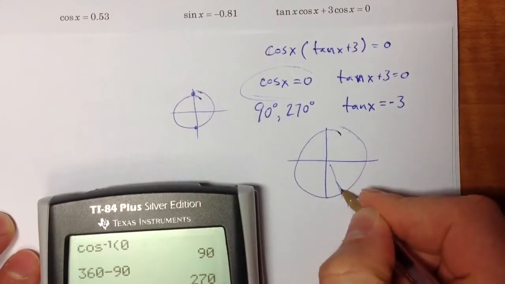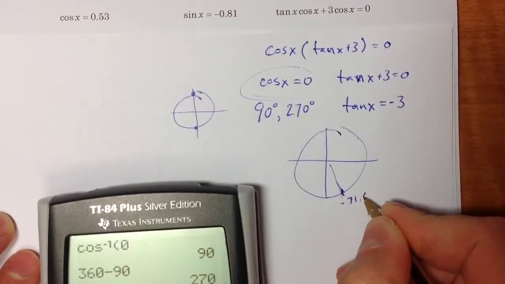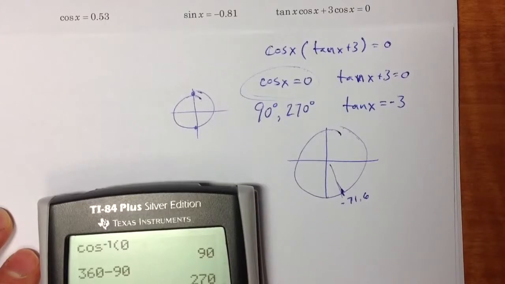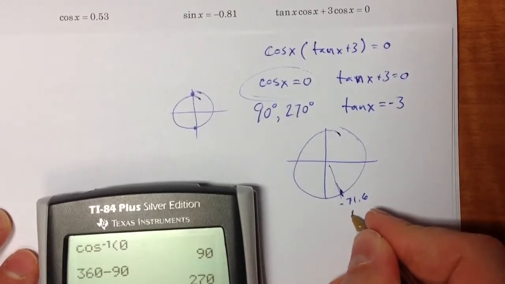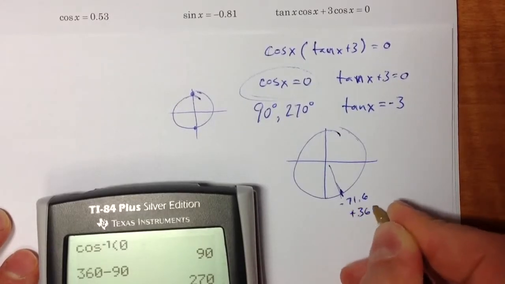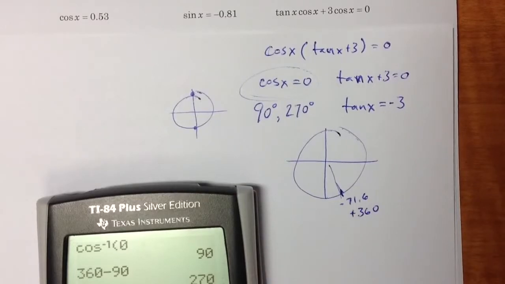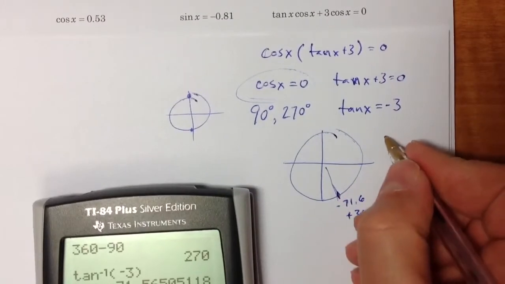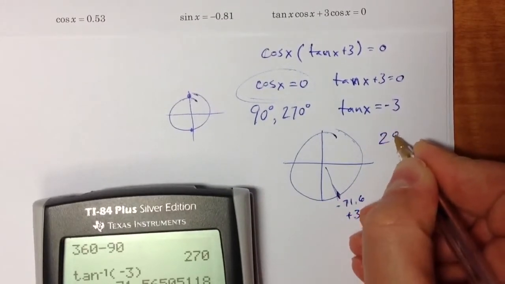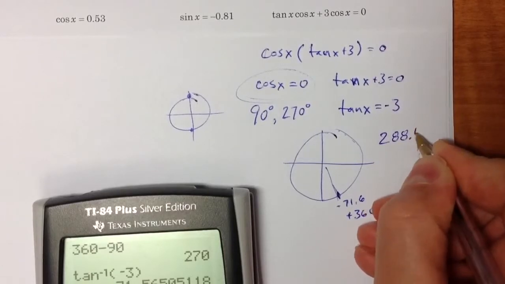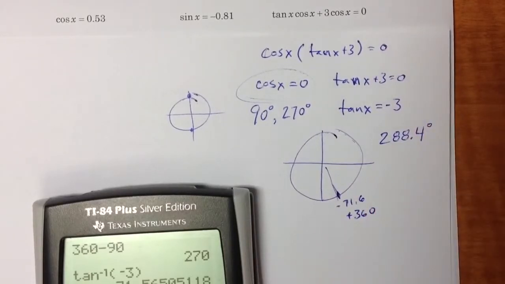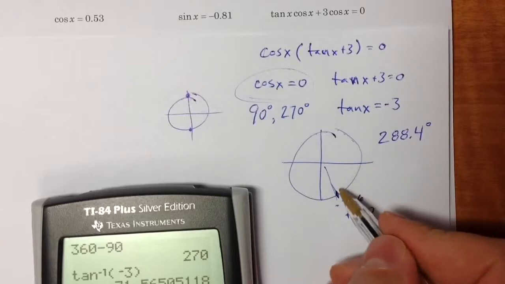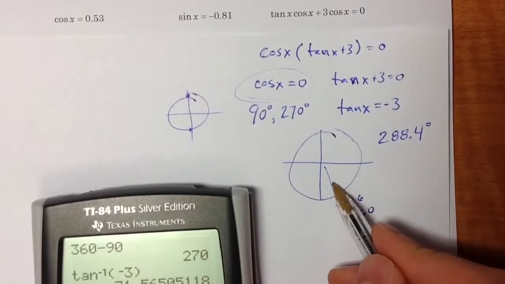So the angle that we're talking about is down here, negative 71.6. To get an angle in our range, of course, we can add 360 to that to get a positive value. So this angle corresponds to the positive solution, 288.4 degrees.